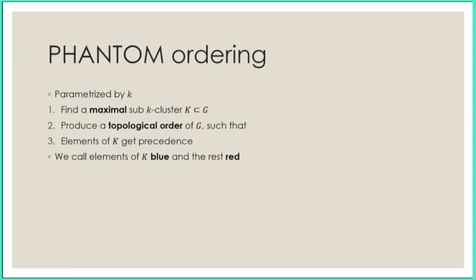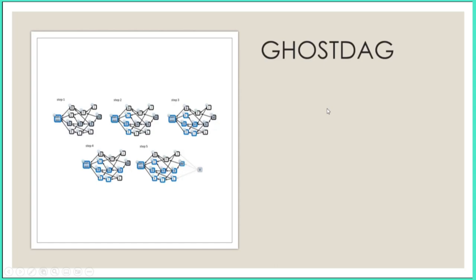So this is the phantom ordering, and it seems nice. It's kind of straightforward and easy to understand, but the only problem is that it's completely intractable. The problem of actually finding a maximal K cluster is NP-hard. If you don't know what NP-hard means, it essentially means that if you manage to solve it, then you broke down computer science. Most chances are that there is no solution for this problem. So we want to find a similar problem which is actually computable efficiently. And this is the GHOSTDAG protocol.